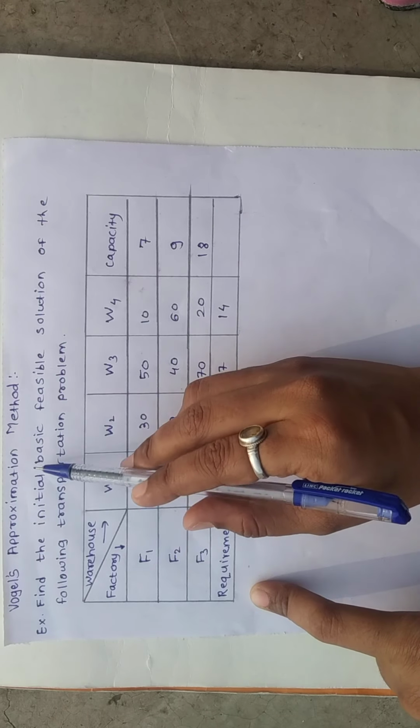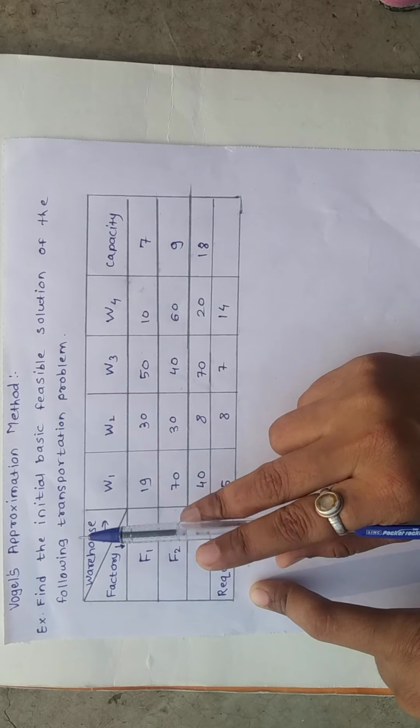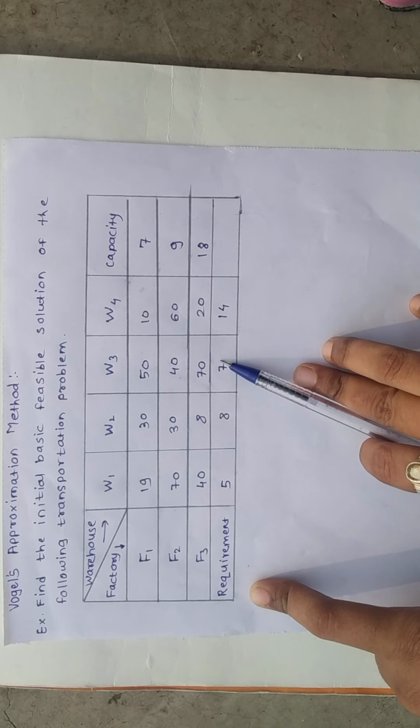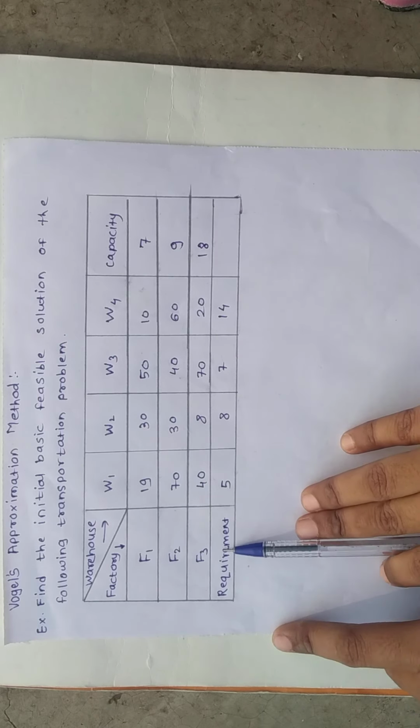Example of Hodger's approximation method. Find the initial basic feasible solution of the following transportation problem. Here the transportation problem is given. First we find total capacity and total requirement.